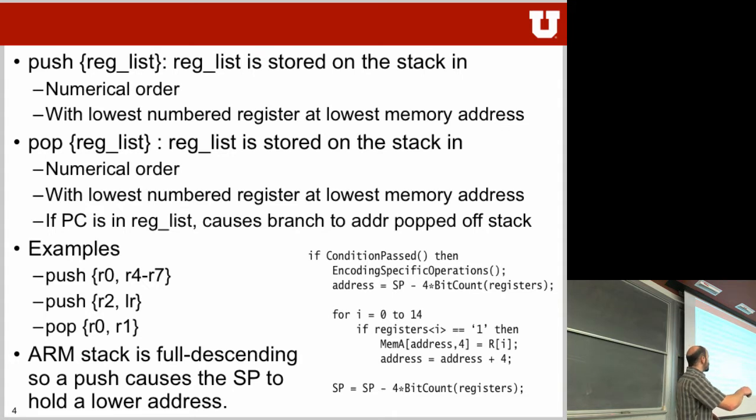So if the condition passes, which means that we decoded a push, it will do encoding specific operations. It will take the address, which will be the stack pointer minus 4 times the bit count in the registers. So it will subtract 4 times the amount of registers that you have in your register list in here. And then for each one of them where the register's bit is set, so each one that is actually set, it will write it into the memory at address with an offset of 4, will become that value. And it will then increment the address itself. So that's the kind of execution that will happen in a push.